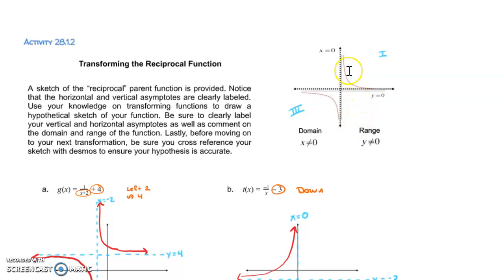And on our graph, we talked a little bit about how our end behavior is different here: as x approaches infinity, the y value is getting closer and closer and closer to 0, but never touching it. So as x approaches infinity, y approaches 0. And as x approaches negative infinity, so going to the left, y is also approaching 0. It's just approaching it from the bottom.